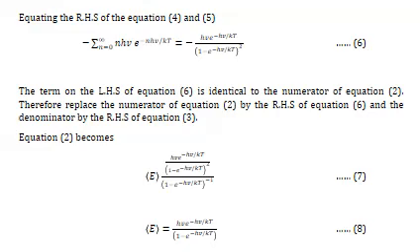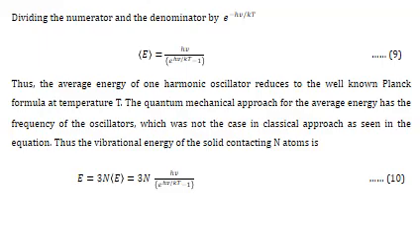Okay, you just solve it and you will get it easily. These are all easy things. Now you see, dividing the numerator and denominator by e power minus h nu by kT for convenience, we get E equal to h nu divided by e power h nu by kT minus 1. This is the average energy of the harmonic oscillator, and this equation is nothing but Planck's formula, Planck's equation at a temperature T.